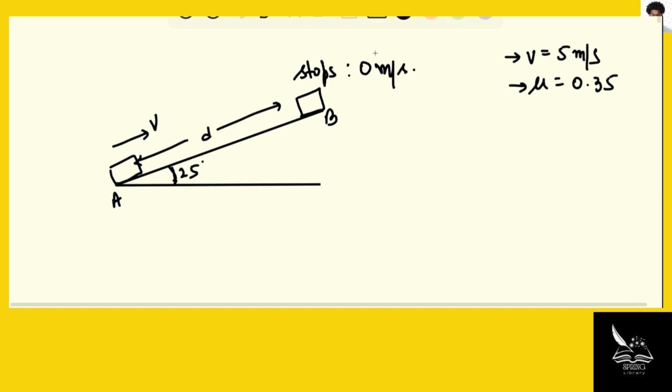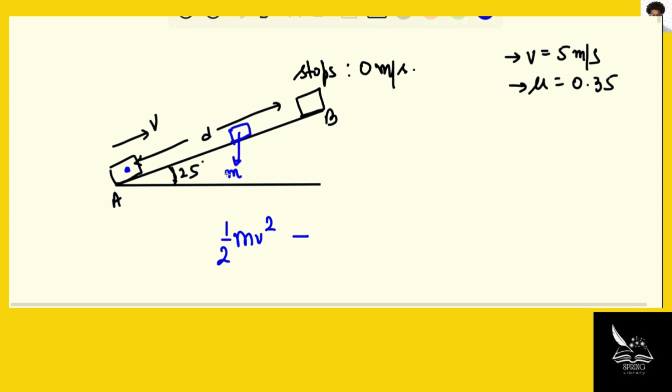As it stops at this point B, its speed will drop to 0 meters per second. So here we can apply the conservation of energy. The total energy at this point A will be just the kinetic energy, and that will be half mv square. And from this total energy, the energy to overcome the friction, that is the friction force, which can be obtained by drawing the free body diagram.